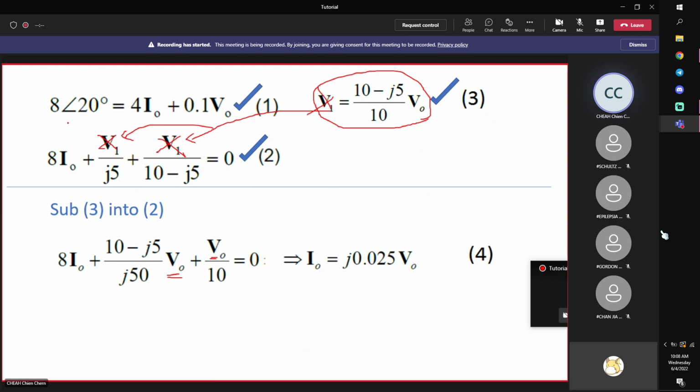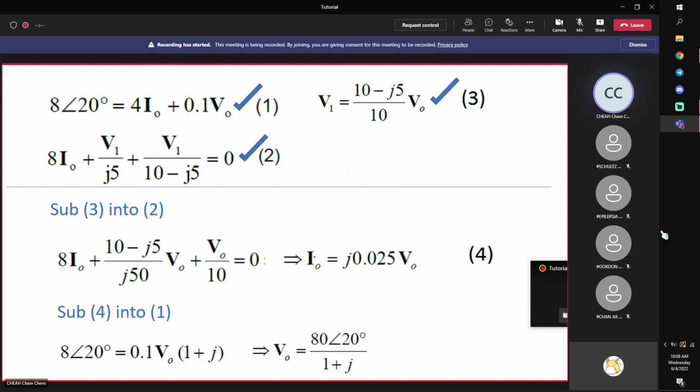Therefore we have two equations now in terms of two unknowns, I0 and V0. This was derived from here by relating V1 and V0. Then you solve these two equations with two unknowns. For two equations with two unknowns, the easiest way is substitution. Here, let's substitute equation 4 into equation 1, which means that you substitute I0 by V0. Then you get the next equation.